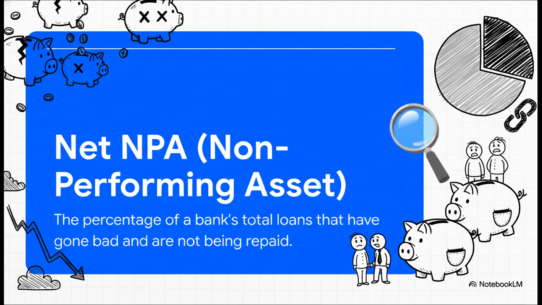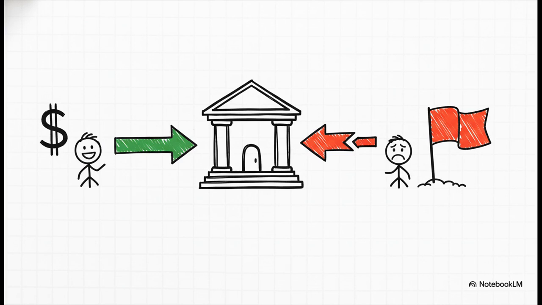The net NPA ratio just tells you what percentage of a bank's total loan book has gone bad. And listen, if there's one number you take away from this today, it's this one. The NPA ratio is arguably the most crucial metric of all. A bank's whole job, its entire reason for being, is to lend money to people who will pay it back. A low NPA number tells you you've got a smart, disciplined management team. A high number? That's a huge red flag. It's screaming that they're making bad lending decisions.